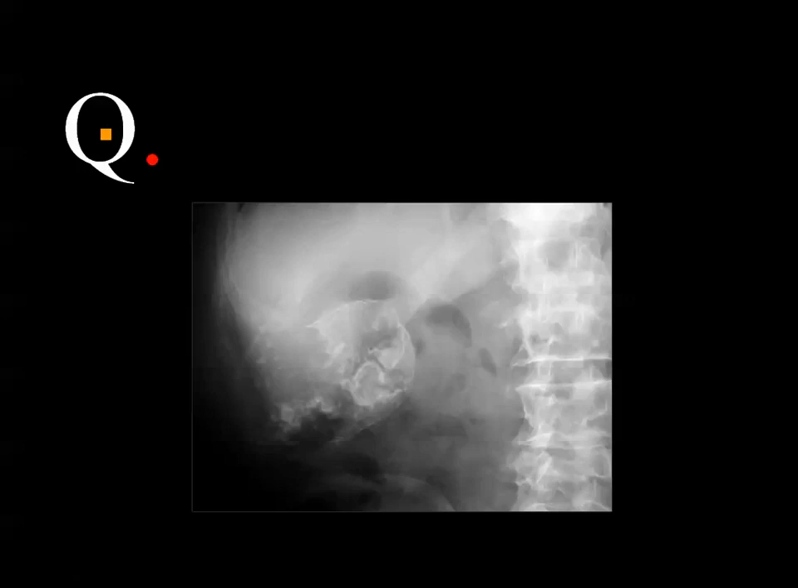X-ray of the abdomen of the gallbladder. There is extensive soft tissue calcification in the right hypochondrium.